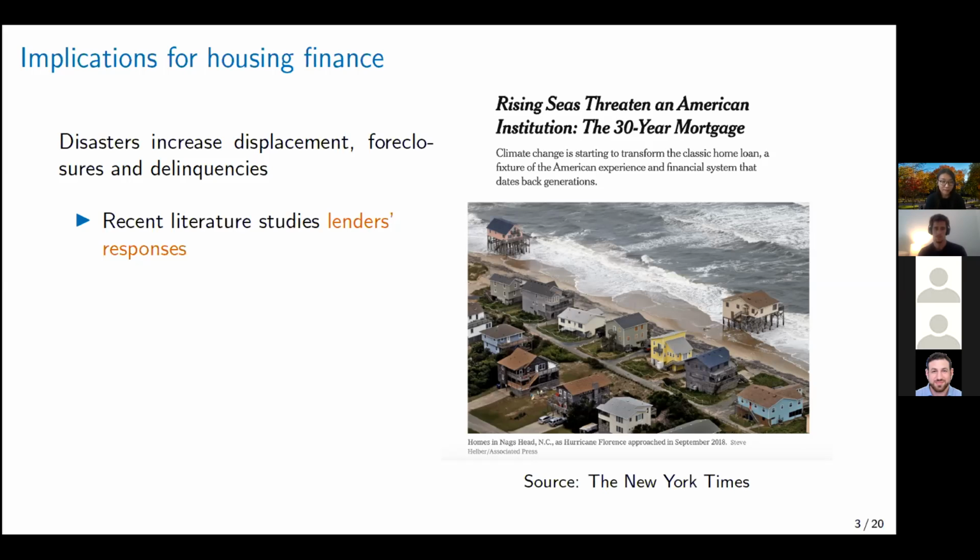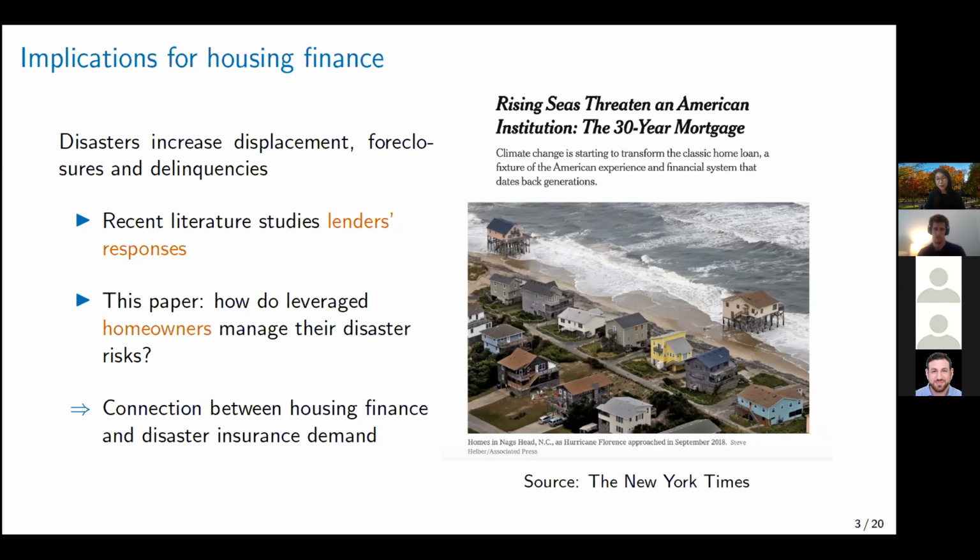Because of the severity that flooding can potentially cause, there has been a lot of recent interest in looking at how the housing finance system is responding to increasing flood risk. Especially, there is a recent literature focusing on studying how lenders and banks are responding to it. There are studies on how they change their lending practices, as well as on how they try to transfer the risk on their book to the federal government by securitization.